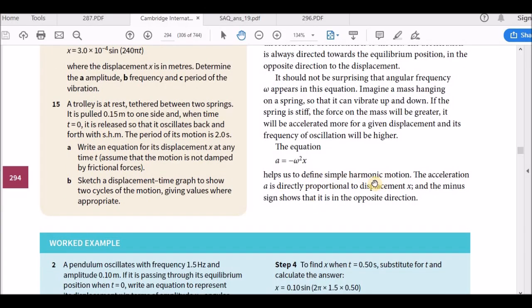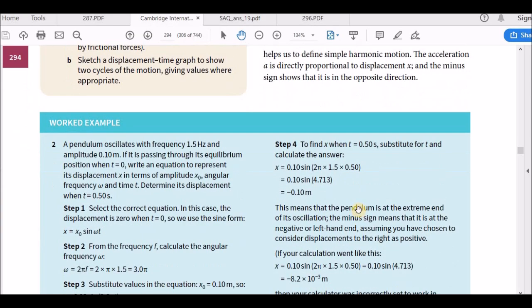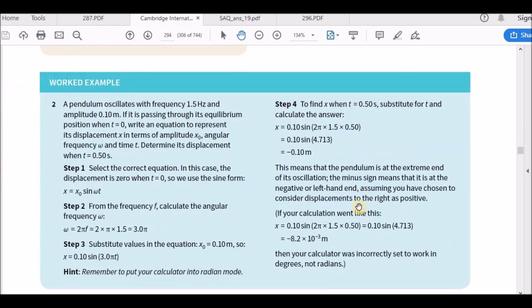Here this helps us to define simple harmonic motion. The acceleration a is directly proportional to the displacement x, and the minus sign shows that it is in the opposite direction. Okay, let's go through this example. A pendulum oscillates with frequency 1.5 Hz and amplitude 0.1 meters. It's passing through its equilibrium position when t equals 0. So that means you have to use the sine equation, because the timing started when it is at the equilibrium position. Write an equation to represent its displacement in terms of amplitude x0. So this is the equation.